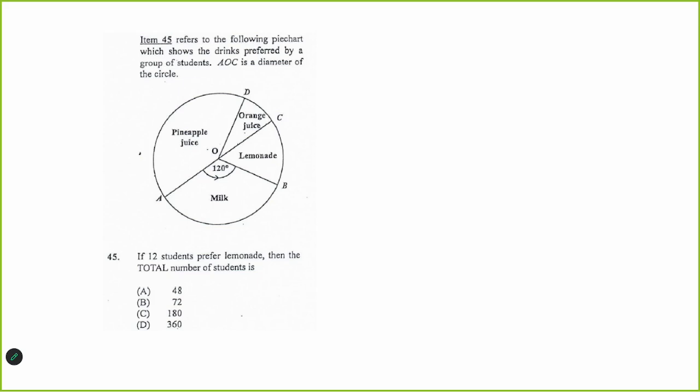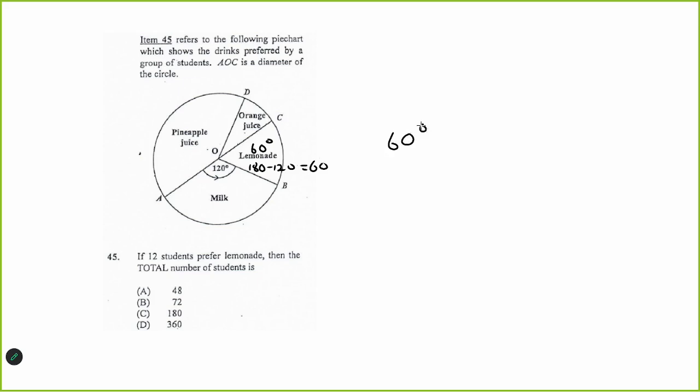Right, this one here: if 12 students prefer lemonade, then the total number of students is, so this would have been 60 degrees. How did I get this? This whole line is a straight line. 180 minus 120 is 60.